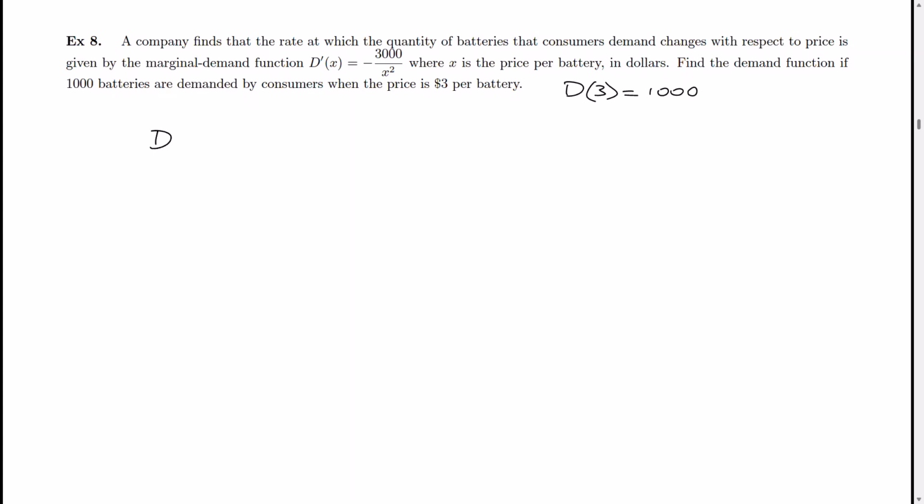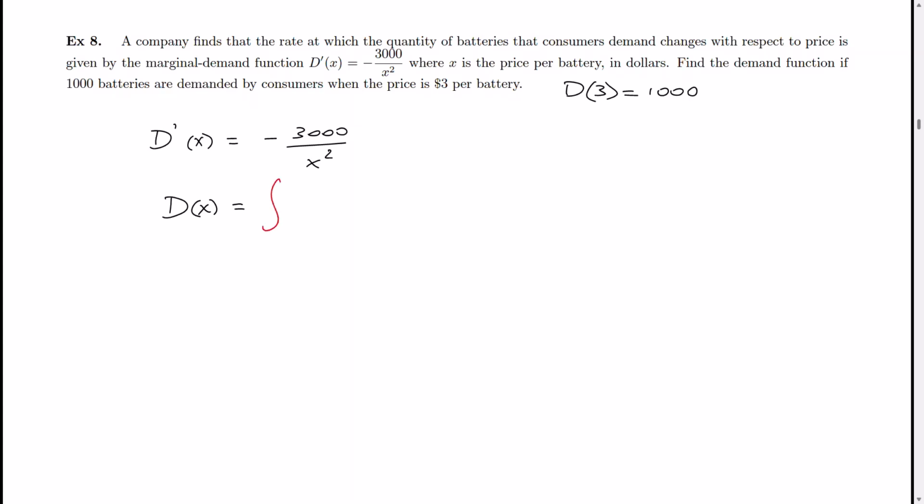So to save us a lot of trouble and to help us with these types of problems, I've been writing all the details, but I'm going to skip the details for this one and show you how I would do it. So I'm given the d prime of x, and it's negative 3,000 over x squared, and I want to know the d of x. So what I'm going to do is right away write down d of x, the demand function, and I'm going to just do all the other steps mentally.